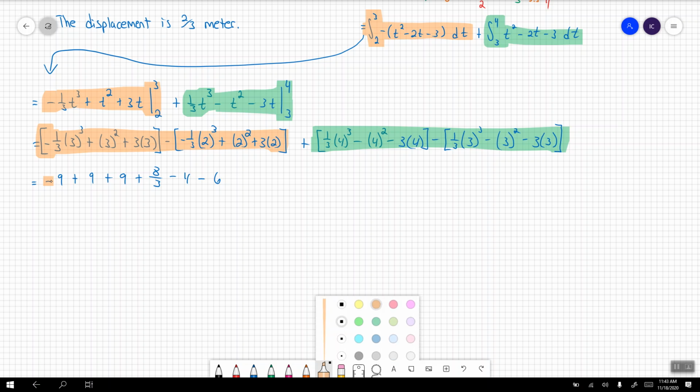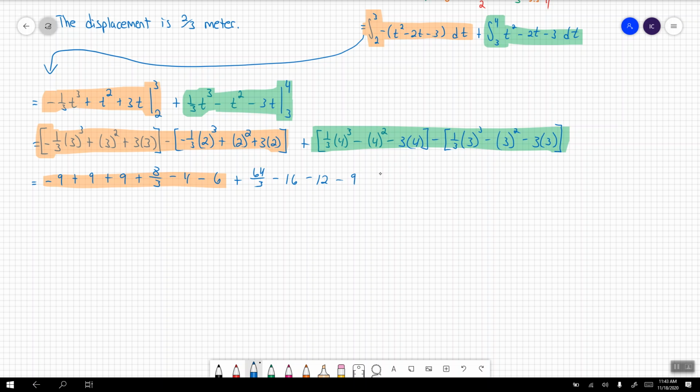So that first part evaluates to this, plus 4 cubed, it's going to be 64. 64 divided by 3, so that's just 64 over 3, minus 16, minus 12, minus 3 cubed. Once again, 3 cubed divided by 3, that's going to be minus 9. Distribute the negative. Negative times a negative, that's positive 3 squared, that's 9. Negative times a negative, that's going to be another positive, 3 times 3, that's 9.